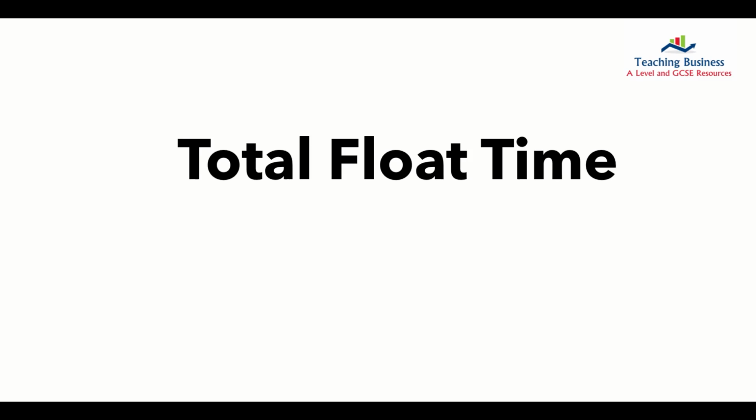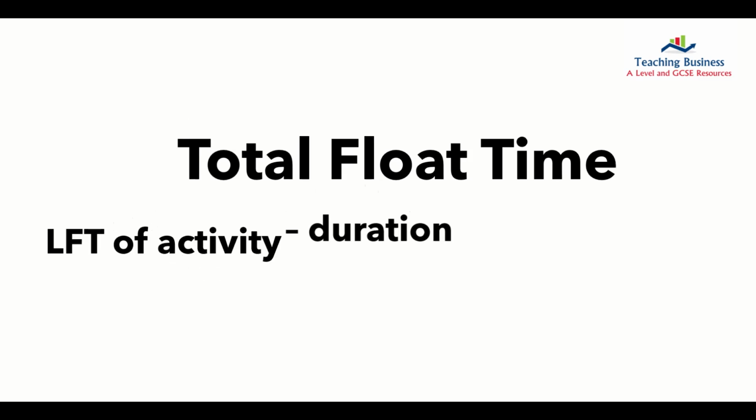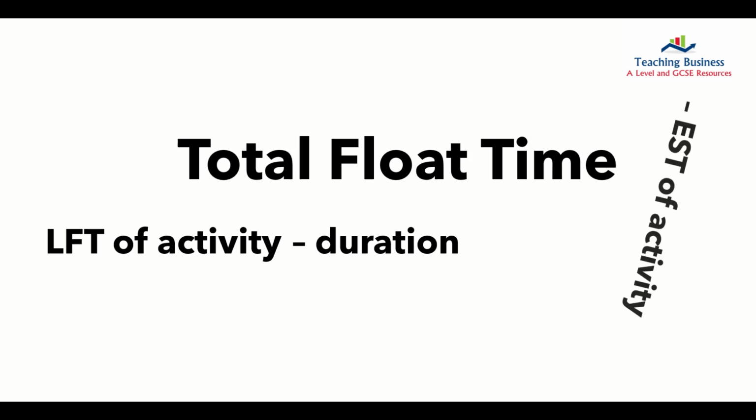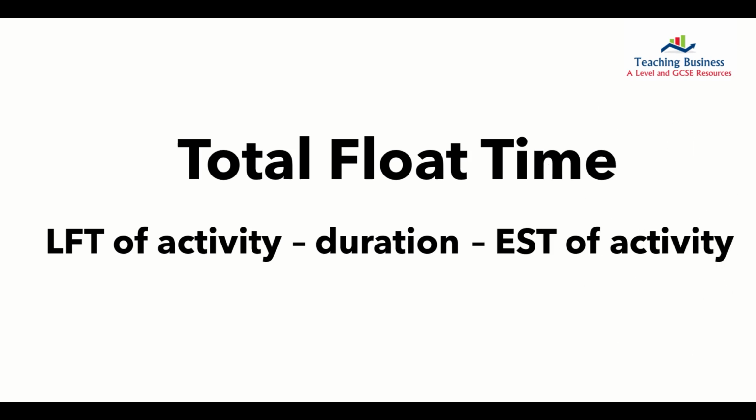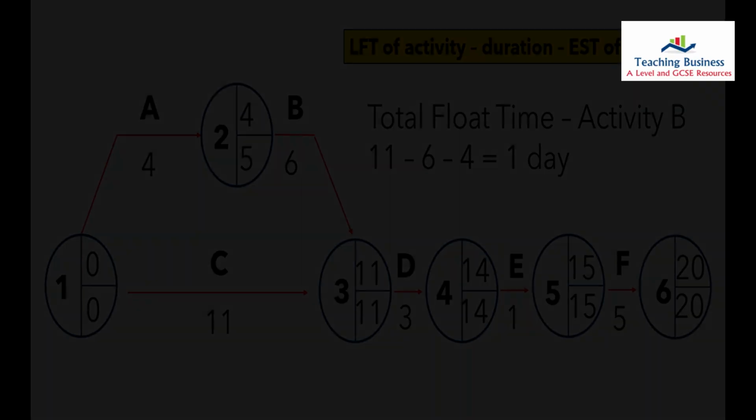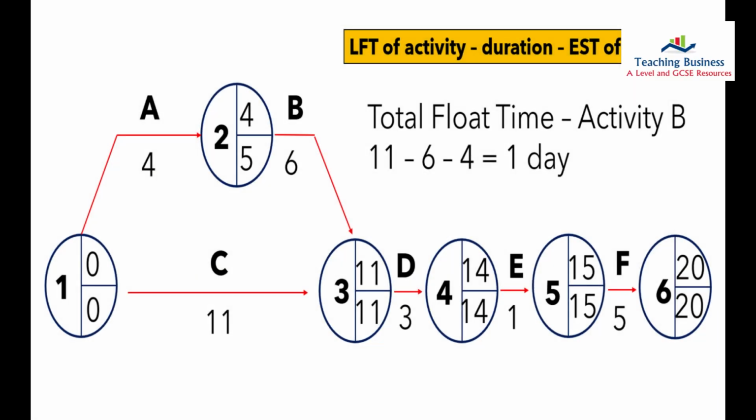The formula for calculating total float time is the LFT of an activity, minus its duration, minus its EST. So if we return to our diagram one final time, we can see that total float time for activity B is 1. It has an LFT value of 11, a duration time of 6, and an EST of 4. So, 11 minus 6, minus 4, equals 1.